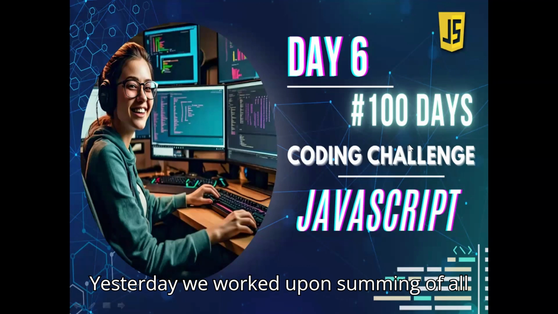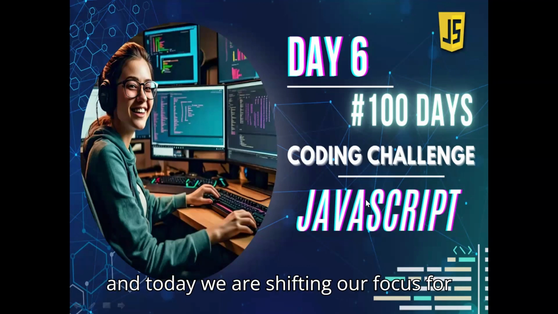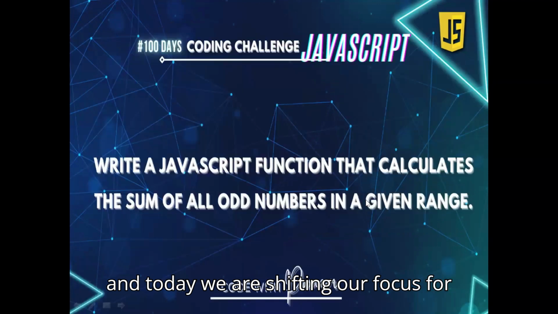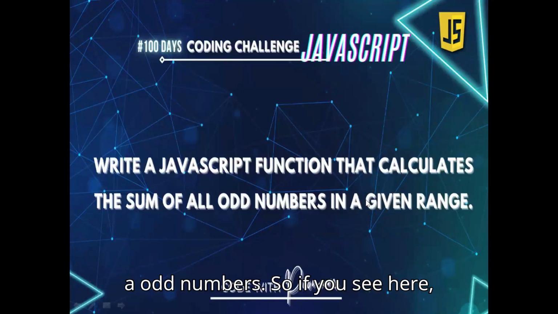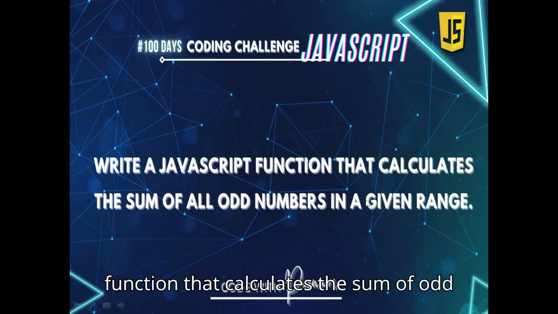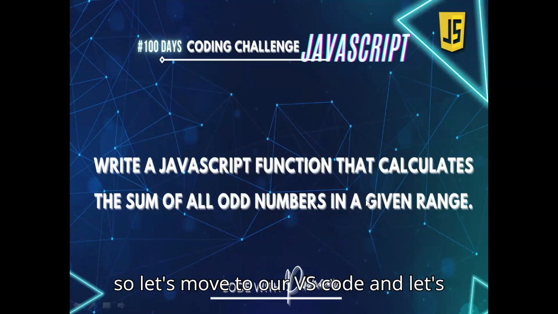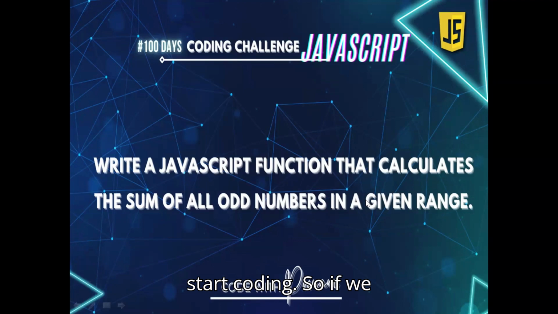Yesterday we worked upon summing of all the even numbers within a specified limit. And today we are shifting our focus to odd numbers. So today's question is: write a JavaScript function that calculates the sum of odd numbers in a given range. Okay, so let's move to our VS Code and let's start coding.